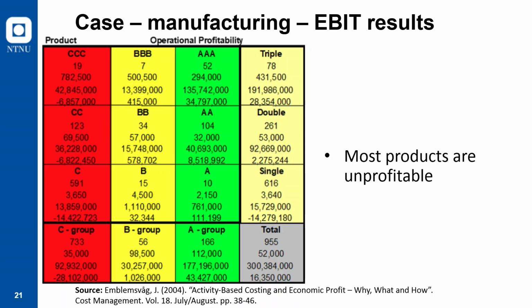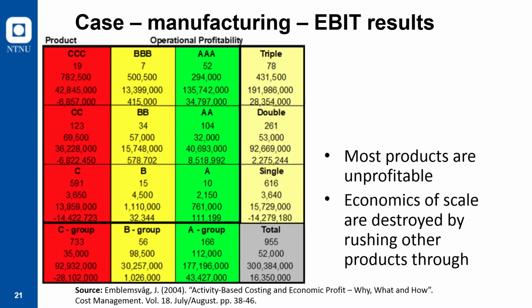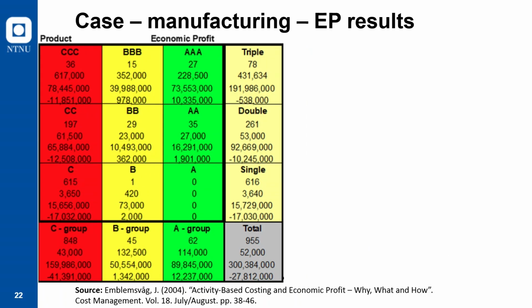And you could talk a lot about this, but the main thing is that most products are unprofitable. 733 out of 955. That's not good news. And the other big finding we did was economies of scale are destroyed by rushing other products through the manufacturing line. And that's what killed all these triple C products. They should have made a lot of money on them, but they didn't because of that.